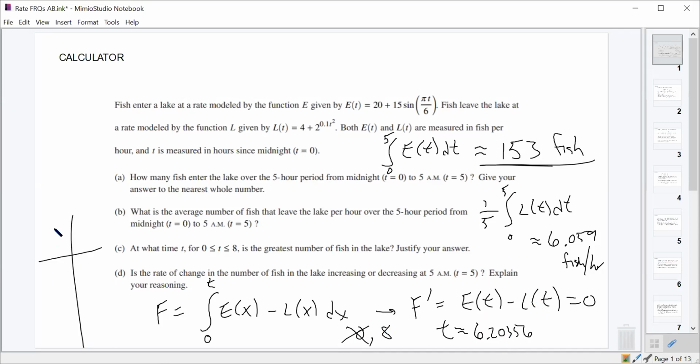I'll make a little chart here. At 0, there's 0 fish. At 6.20, I'm just going to round it now. We had 135 fish. And at 8, you had 80 fish. 1998. Good.